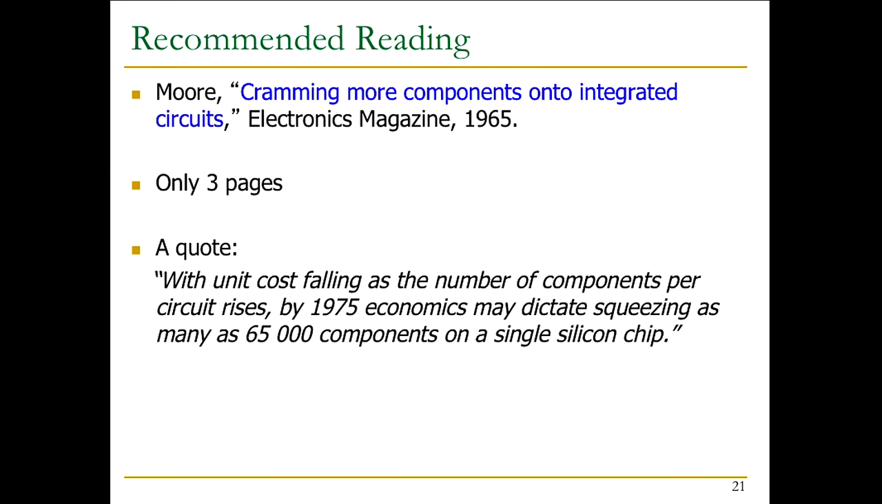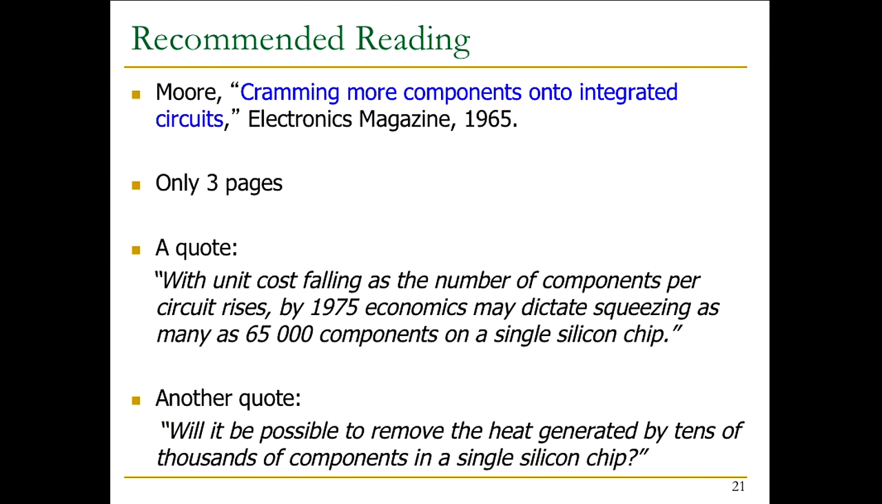So we're way beyond 65,000 components right now, right? 40 years later, maybe 5 billion components. Components meaning transistors today. Another quote, which is actually forward-looking by him: will it be possible to remove the heat generated by tens of thousands of components in a single silicon chip? And this has already become a problem, actually, in modern chips.